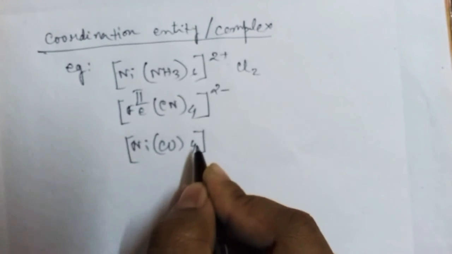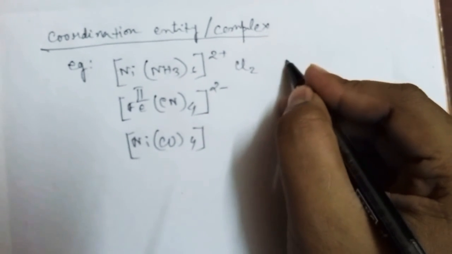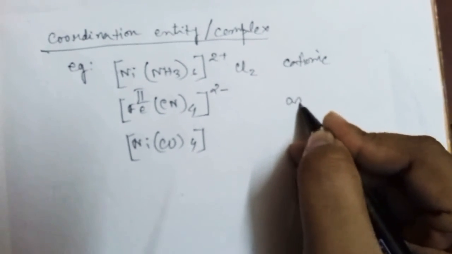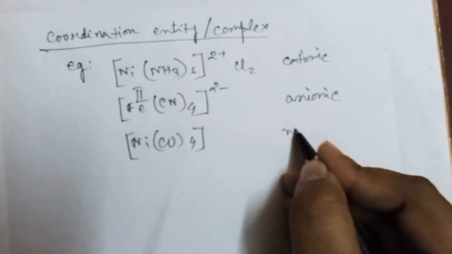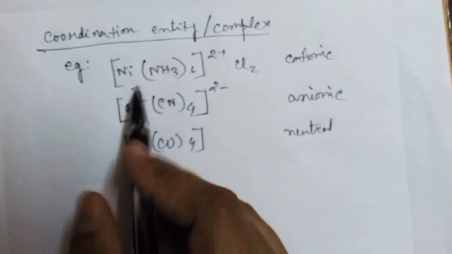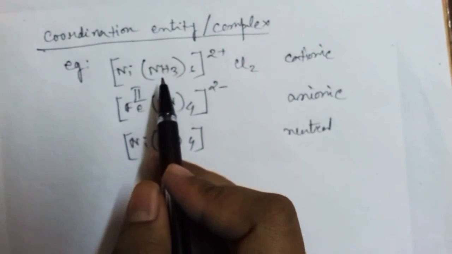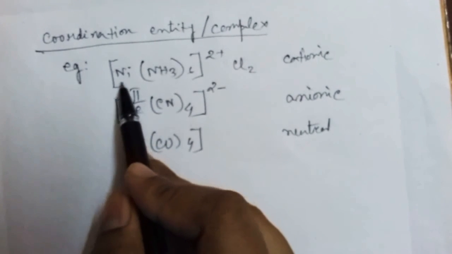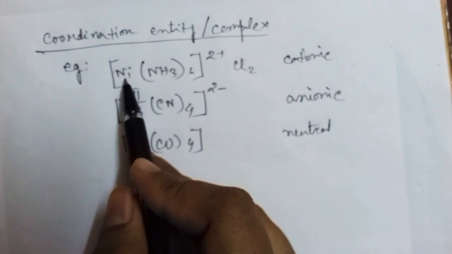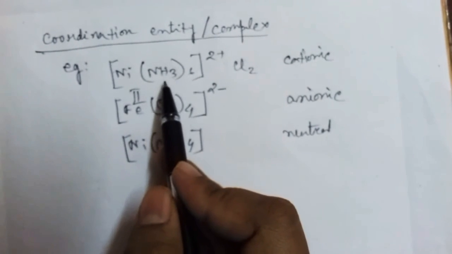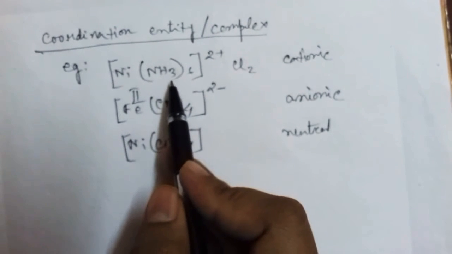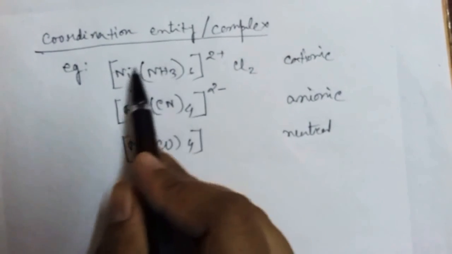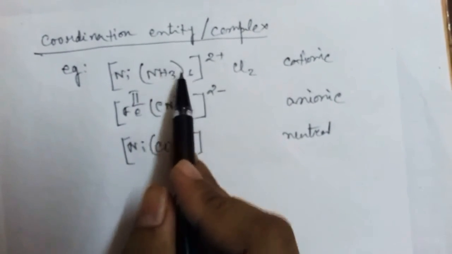And this can be neutral also. This is nickel tetracarbonyl. So a coordination entity can be of three types: cationic, anionic and neutral. So here there is a formation of a coordination entity by the combination of the central ion or atom, usually a metal, with one or more neutral molecules or one or more other simple ions. In some cases, positive groups can also be found. So this total entity is called a coordination entity or coordination complex.